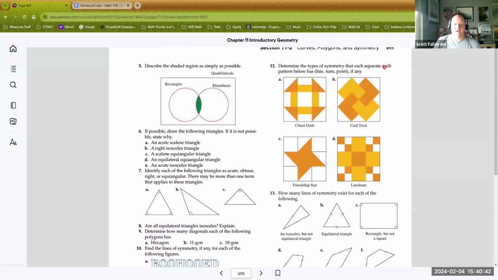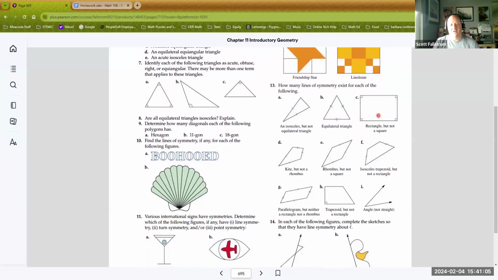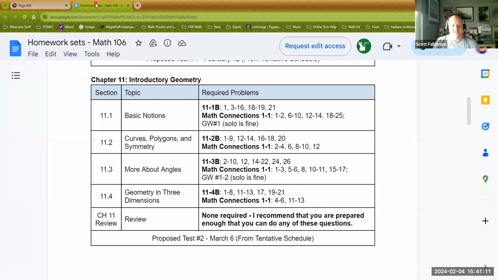Up here, these are quilt patterns. If you've ever seen family members make quilts, there are different patterns that can be used, and a lot of times they use symmetry. So your goal is to identify the types of symmetry: line symmetry, turn symmetry, and does it have point symmetry? Remember, that would be a 180-degree rotation. So how many lines of symmetry exist? Again, they give you a group of shapes, and you have to find all the lines of symmetry that exist.